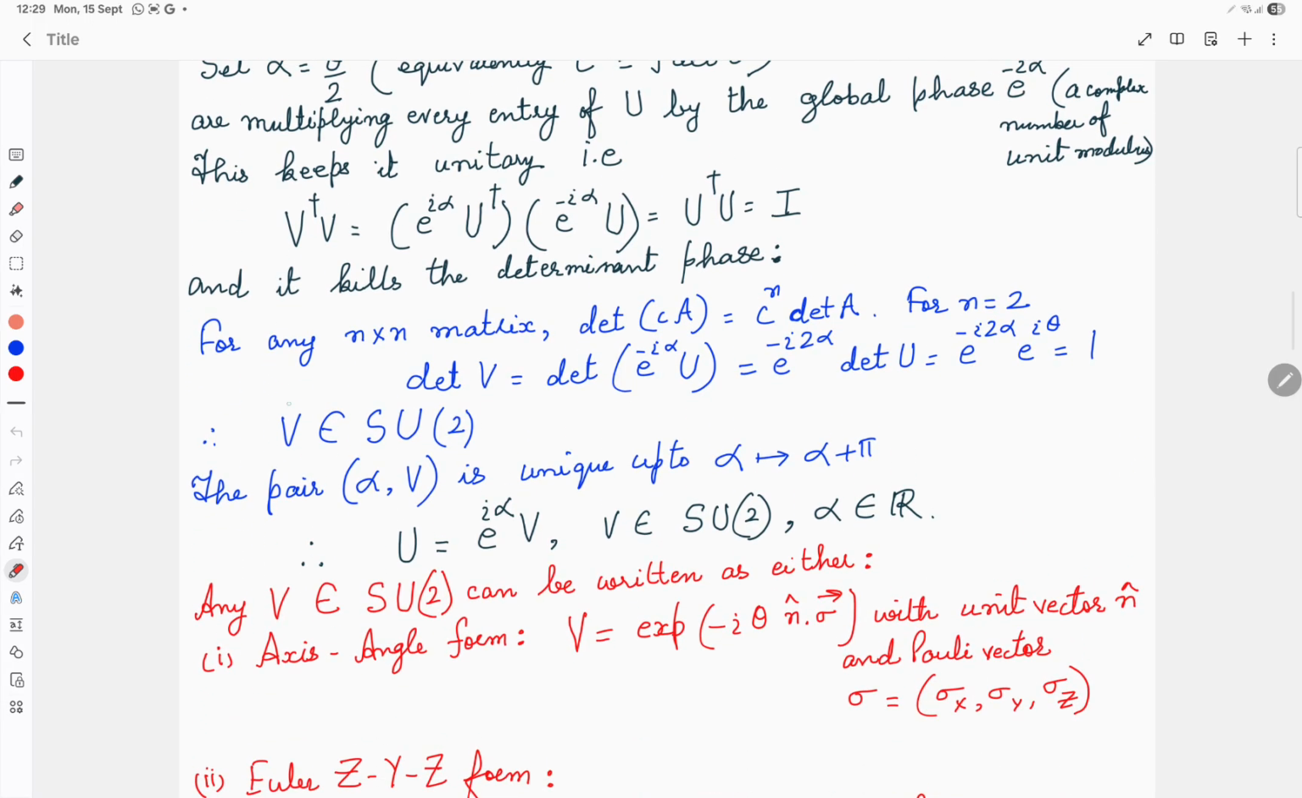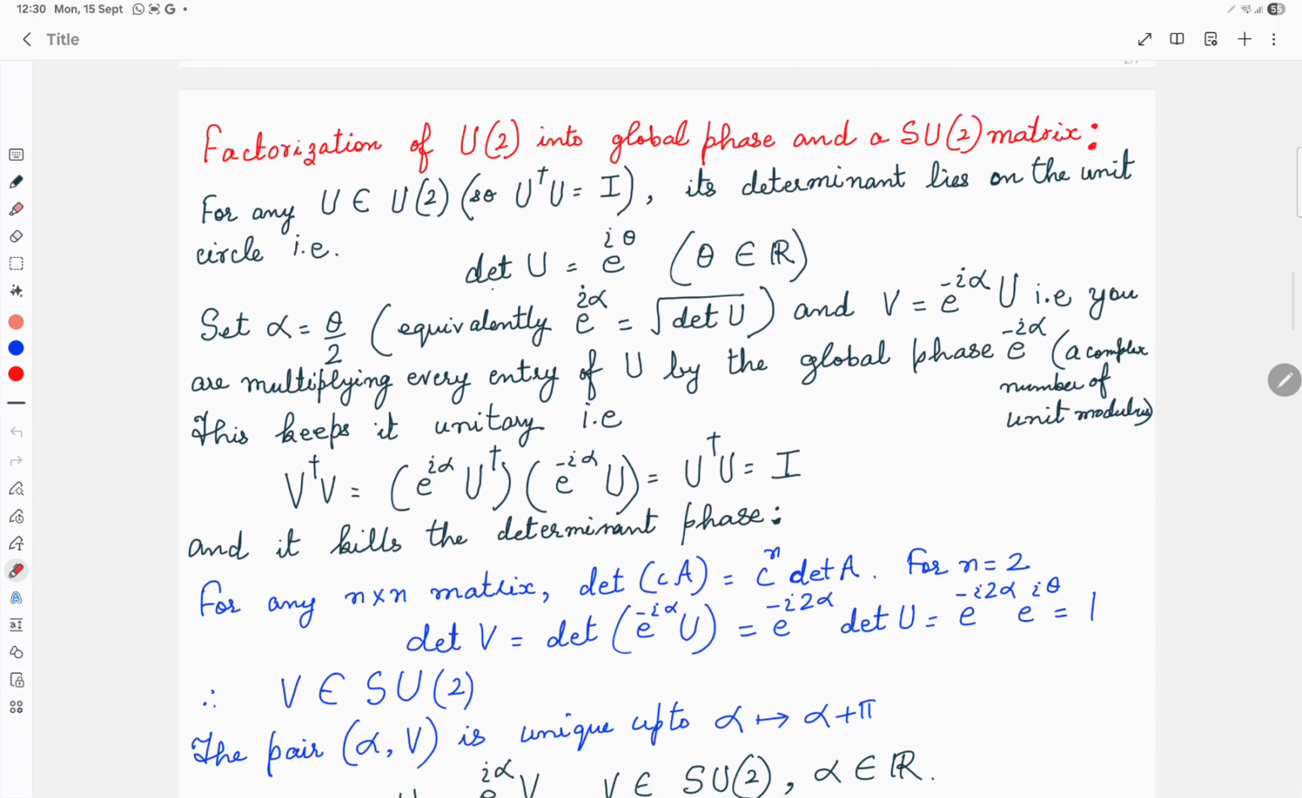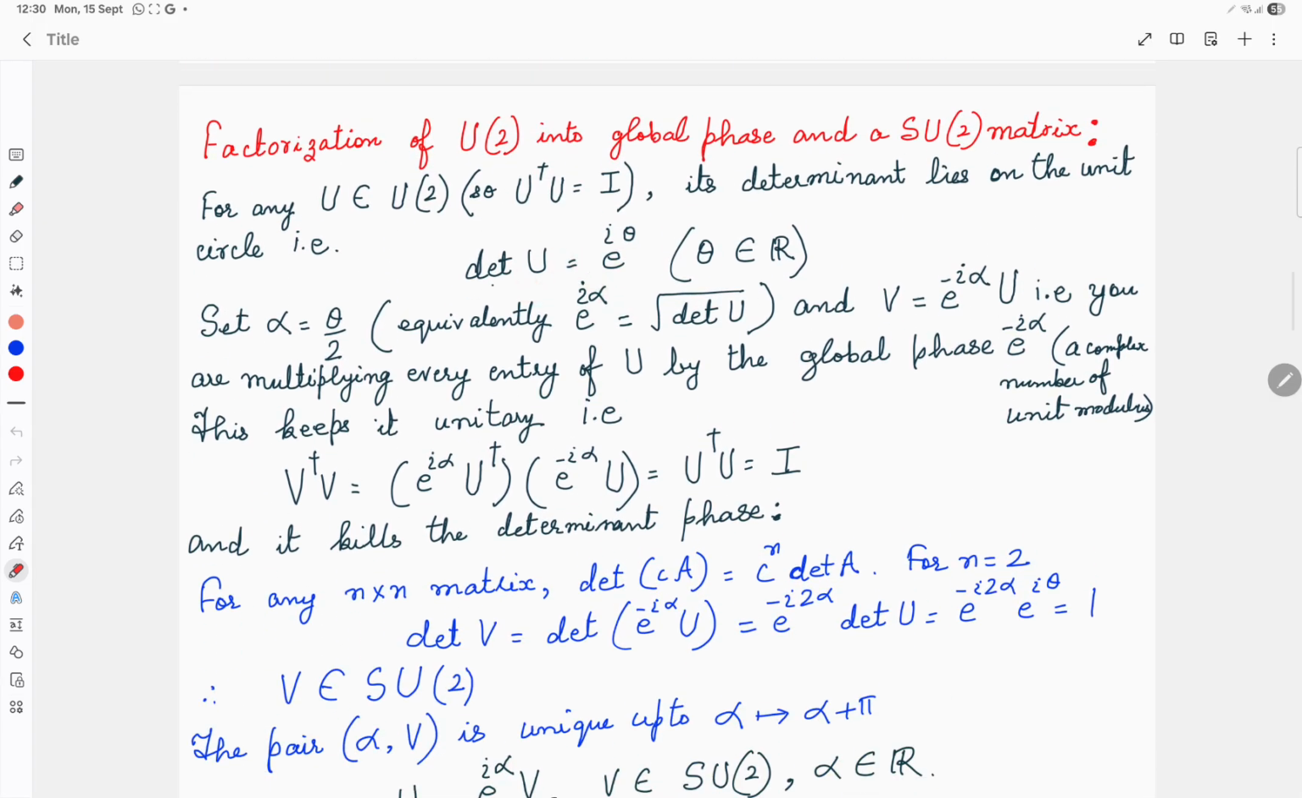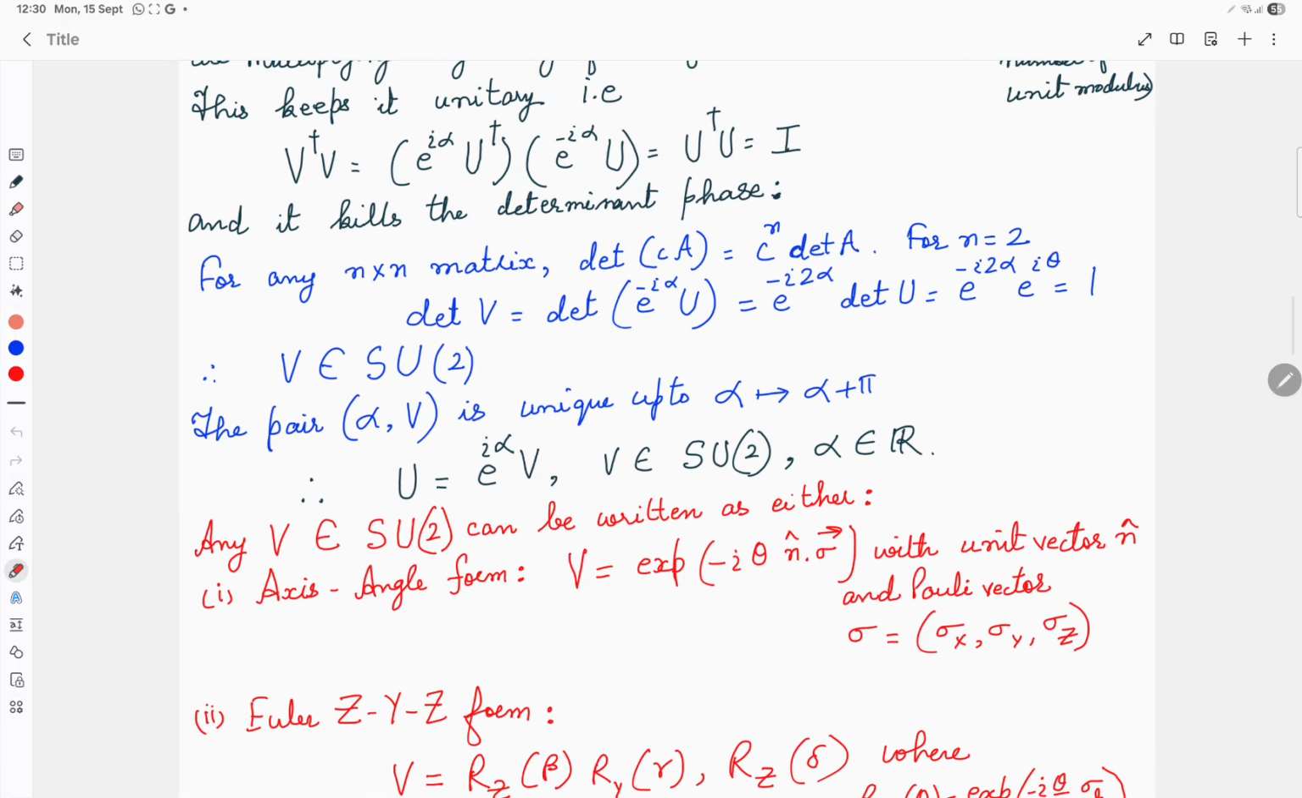So this property is there for any n cross n matrix. If we take the determinant of C times A, where A is some matrix and C is some scalar, it comes out to be equal to C to the power n times determinant of A. Now in our case, we have n equal to 2, so therefore determinant of V will be equal to e to the power minus iota 2 alpha. So that is why I have written down here the determinant in terms of the exponential value.